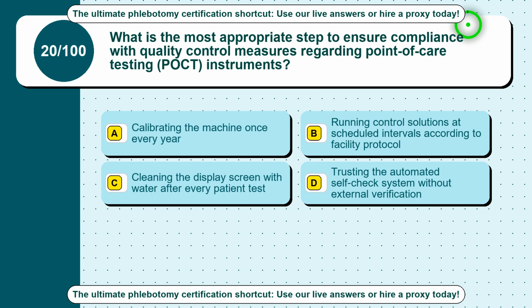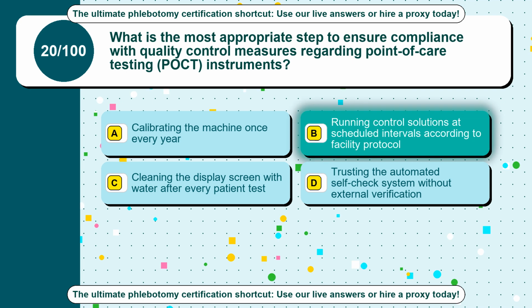Question 20. What is the most appropriate step to ensure compliance with quality control measures regarding point-of-care testing, POCT, instruments? Option A, calibrating the machine once every year. Option B, running control solutions at scheduled intervals according to facility protocol. Option C, cleaning the display screen with water after every patient test. Option D, trusting the automated self-check system without external verification.